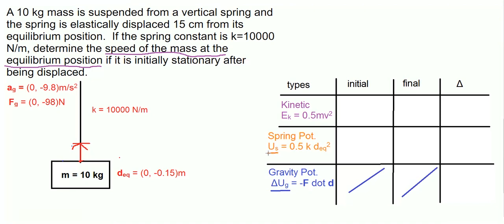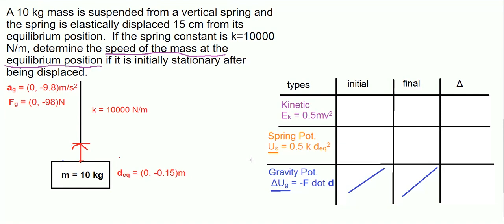Notice here that the spring potential is not a change in potential. It is an absolute potential because it has a well-defined 0 point, and that 0 point is when we are not displaced from equilibrium. Now, when you have this, your goal, therefore, is to see how many different types of energy that you can fill in based on what you know.